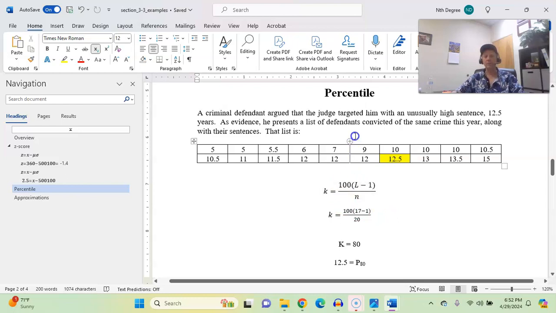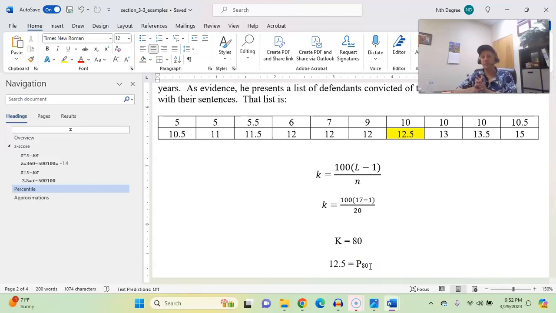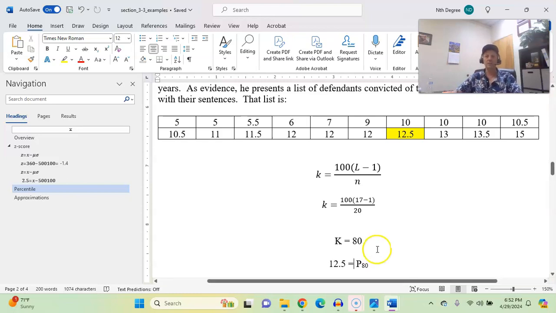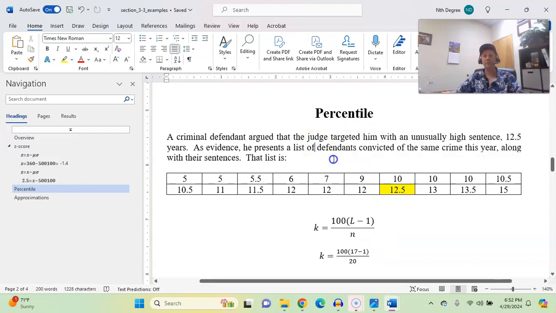The follow-up part of the question was, is this an unusually high sentence? Well, by our standards, it isn't, because being at the 80th percentile means that this defendant is at the borderline of the top 20%. But it's really only the top 5 or 10% that would be considered unusually high. So in this case, he's presented a good argument, but by this standard, his sentence is actually not unusually high. It's a relatively representative sentence.